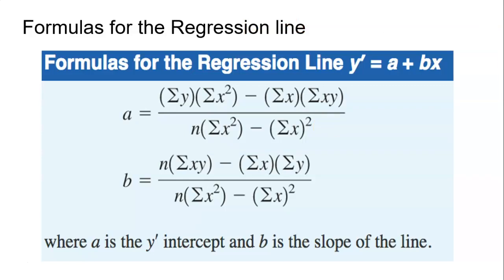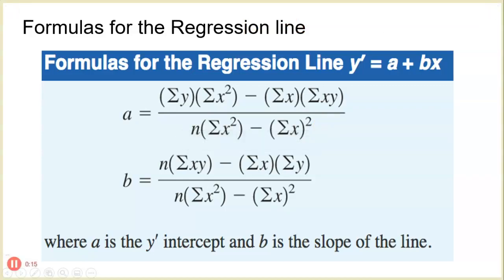Equation of the regression line. And this is our equation here, which is y prime equals a plus b times x, where the value of a is found with this calculation here, and that's considered the y prime intercept, and the value of b, which is the slope of the line, is with this calculation here.